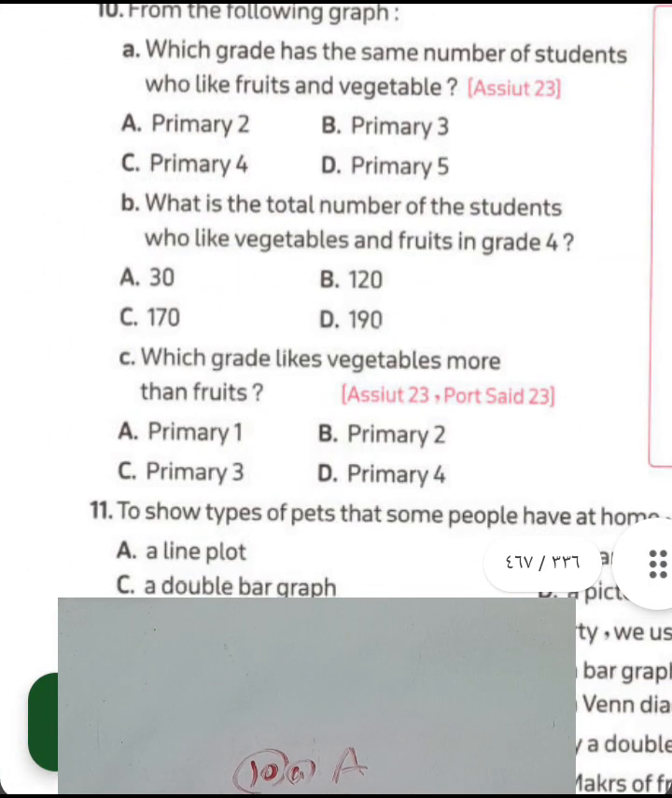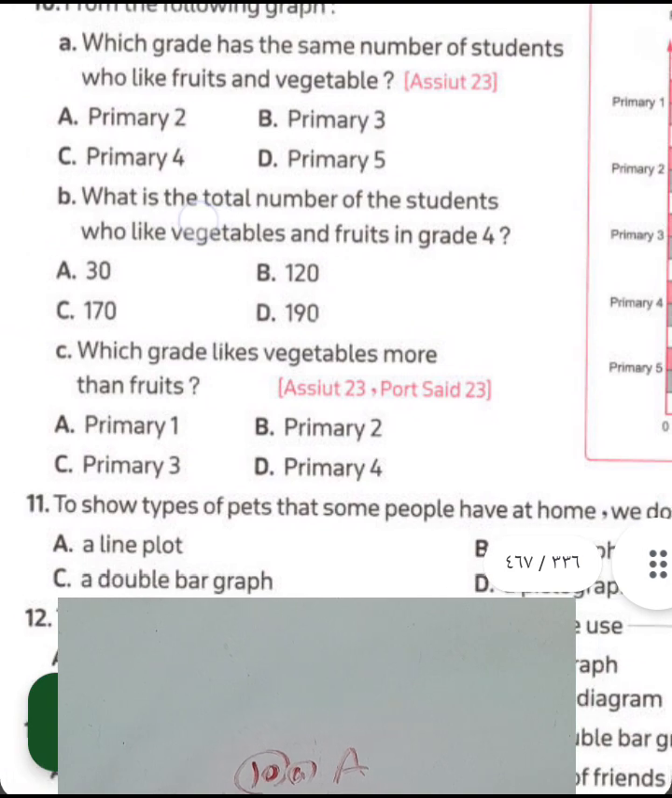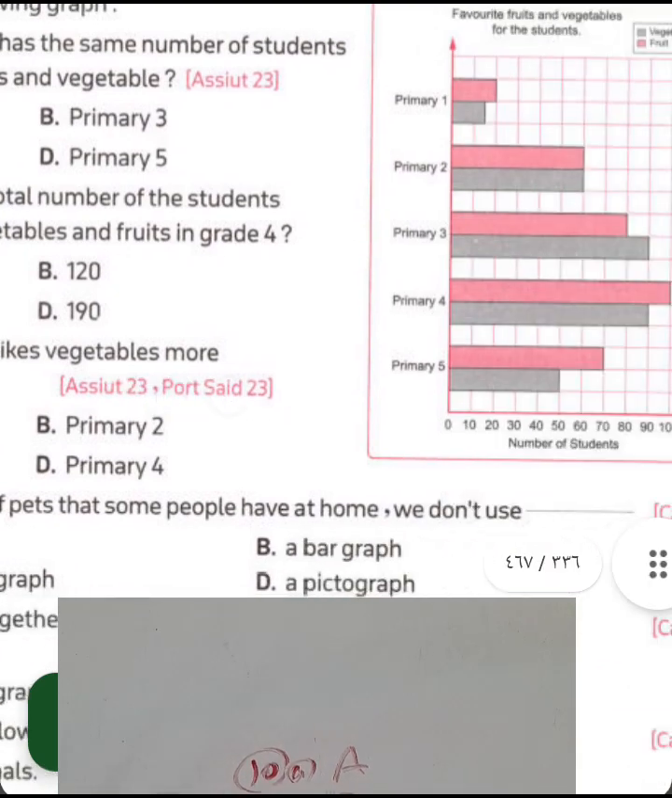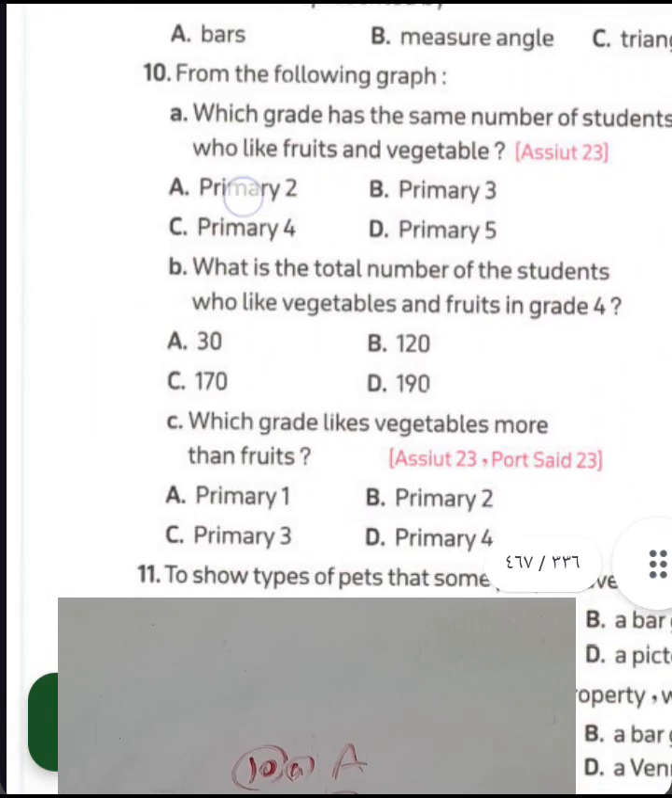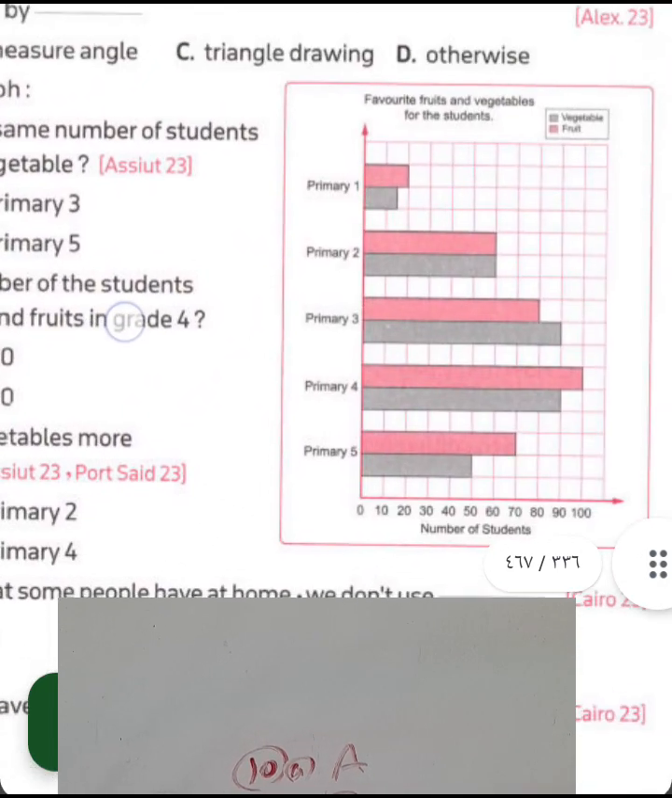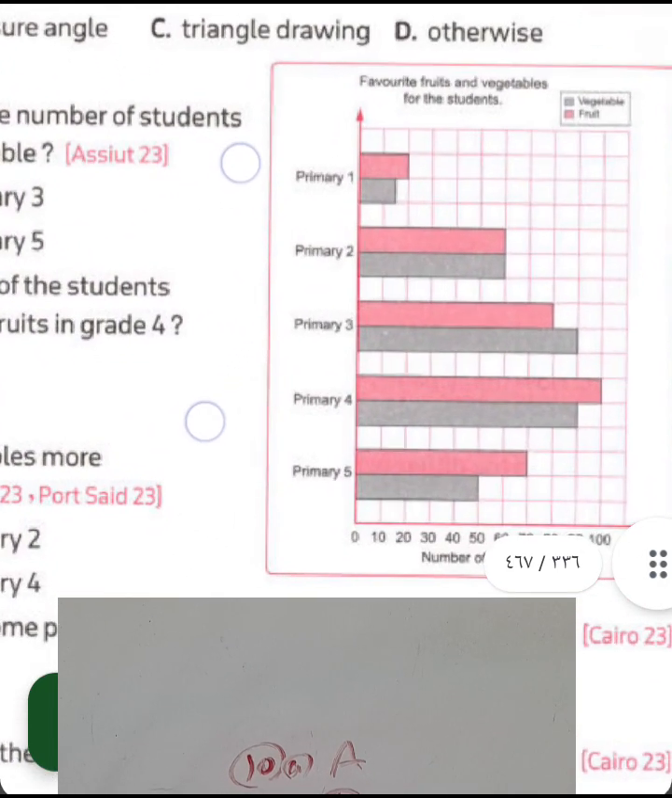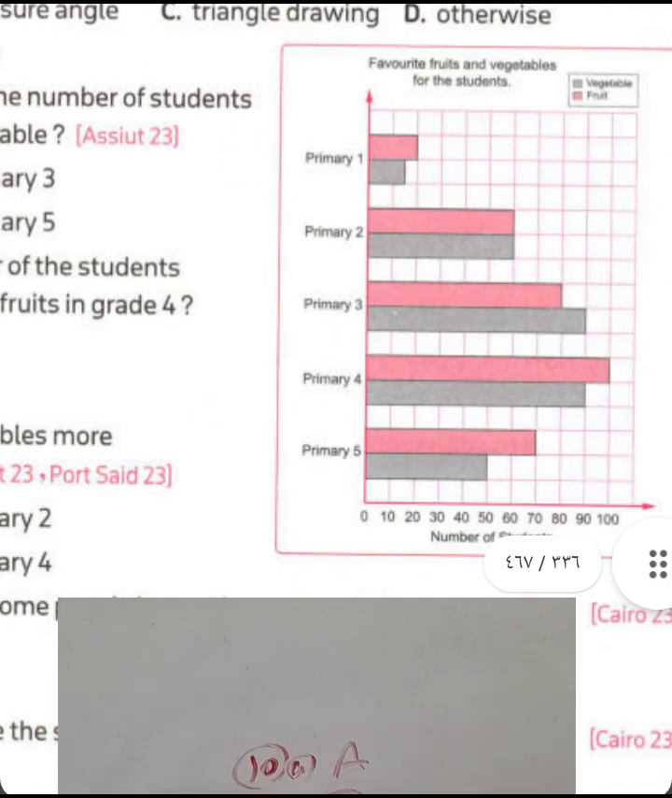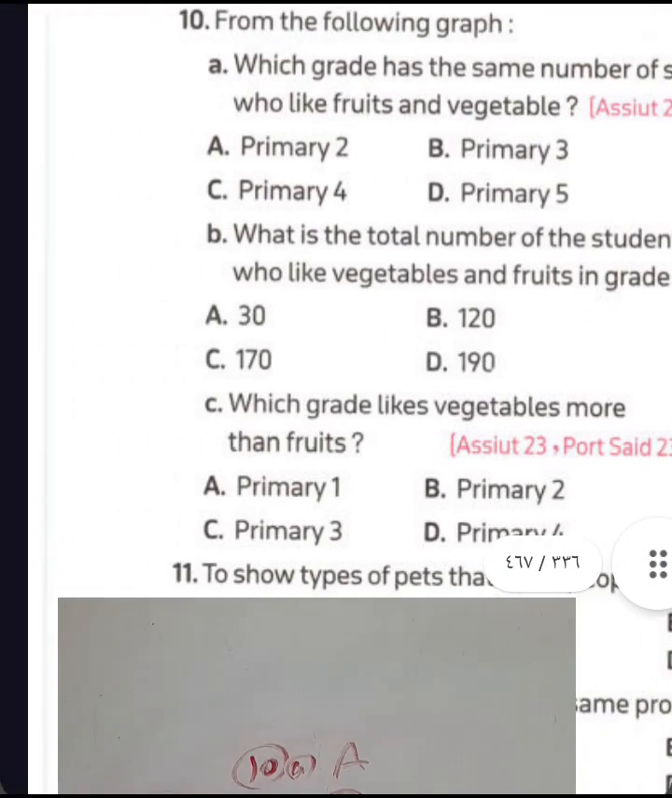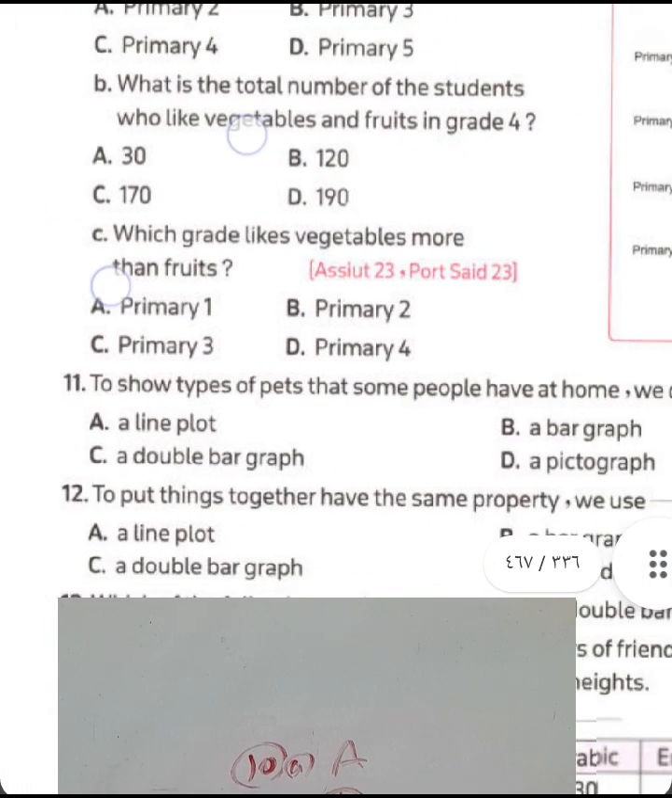Which grade likes vegetables more? You can choose what? Primary 3. Choose primary 3, okay. Letter C. Choose letter C. Question 11.